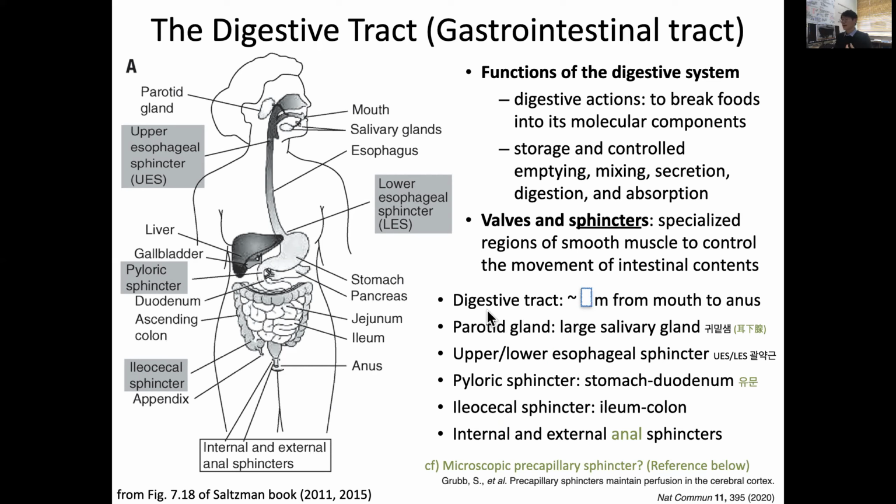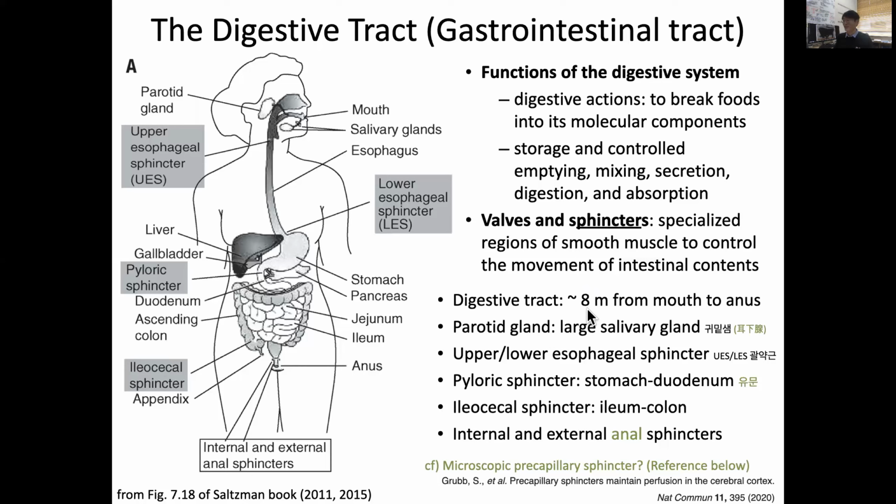So the digestive tract, in anatomy, we can start from the upper esophagus until the anus. You can take it out, and guess what? How long does it span? In fact, mouth to anus is very long. It actually is almost 8 meters long.